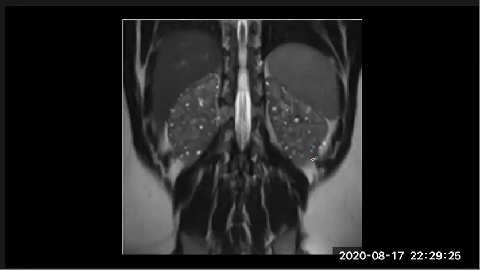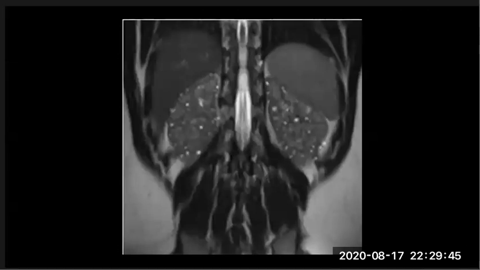Multiple tiny cysts or cystic-like signal intensity. Multiple tiny cysts involving both kidneys, both cortex and medulla, evenly distributed, bilateral and symmetrical. Okay, what is your diagnosis?